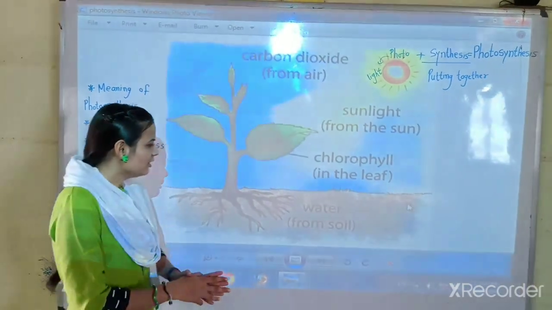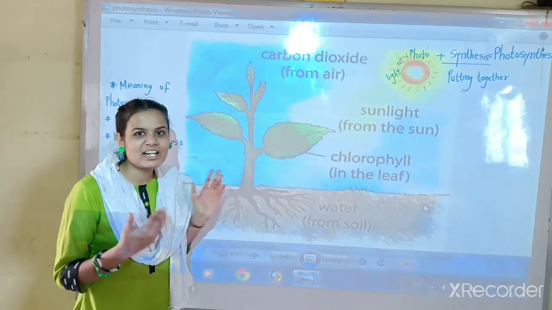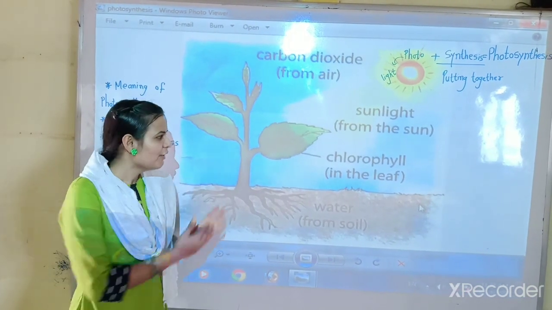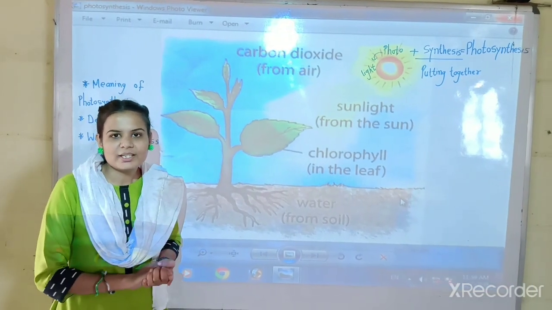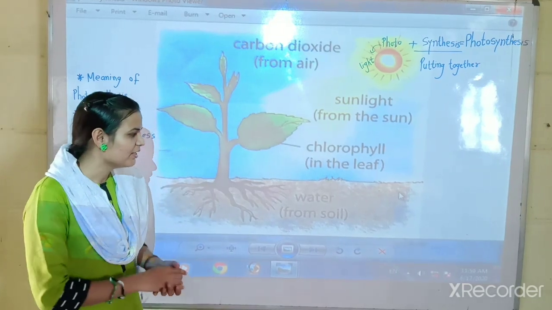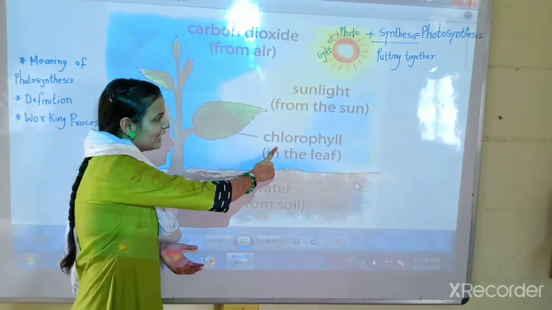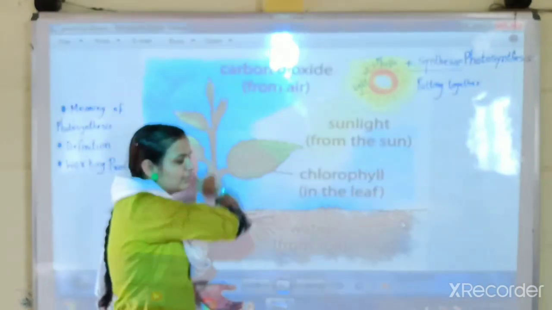Okay, so as we know, plant is called a food factory. So let's see how the food factory works. For starting the food factory, we need some raw materials. So plants use 4 raw materials. That is, first one water, second one is chlorophyll, third one is sunlight, and fourth one is carbon dioxide.